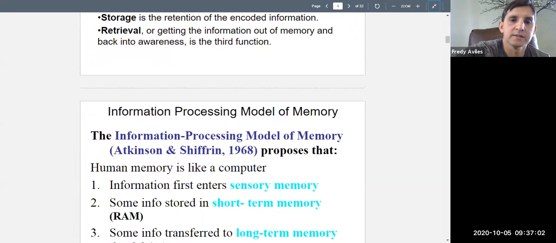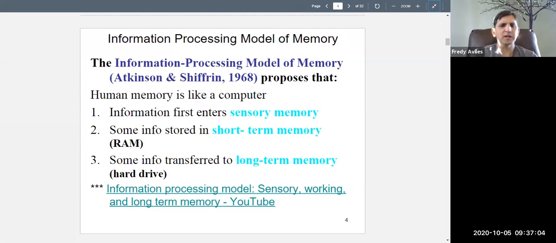Let's keep going. Now we're going to talk about something that's probably the most important part of this lecture, the information processing model of memory. The information processing model of memory is basically, think of it like a theory that explains how memory works, okay? And it was proposed way back in 1968 by Atkinson and Shiffrin, okay? It basically says that memory, human memory, works like a computer.